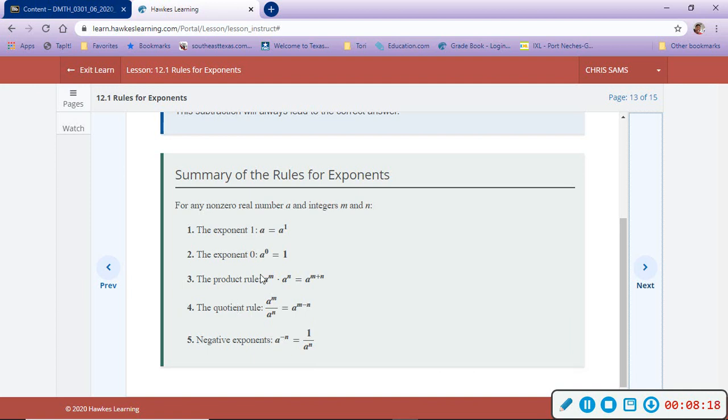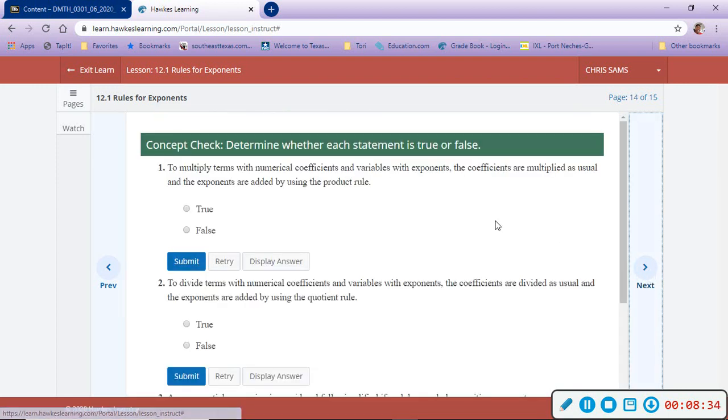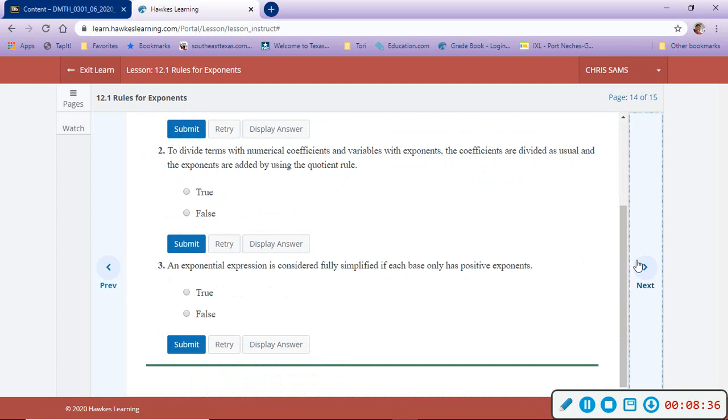So what you notice, we talked about if the bases are the same. What if they're different? If they're different, these rules do not apply. You can't use properties of exponents. You have to do something else if the bases are different. And then here are some other problems you can try out.